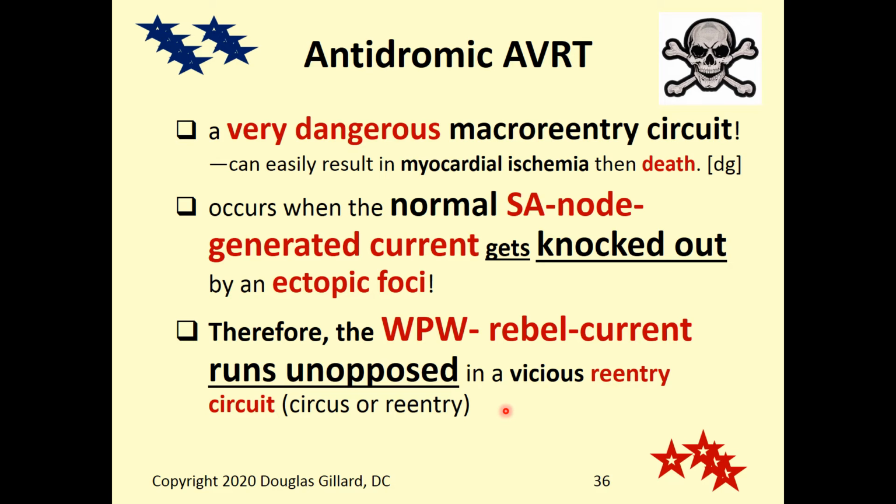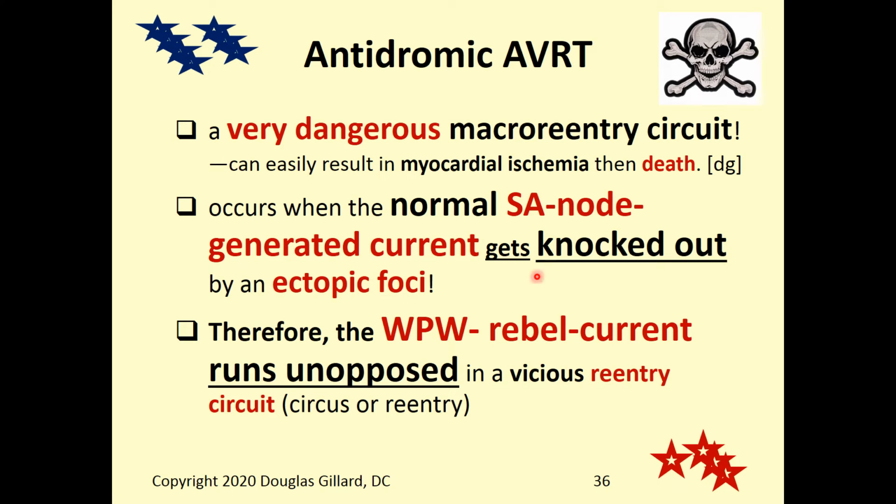This is called antidromic AVRT. This is a bad one. Luckily, it's rare, but this can kill the patient. So very dangerous. And these are all considered macro reentry circuits, even orthodromic. Anytime you have a current that's going in such a big circle. Remember we talked about the difference between micro reentry and macro reentry already.